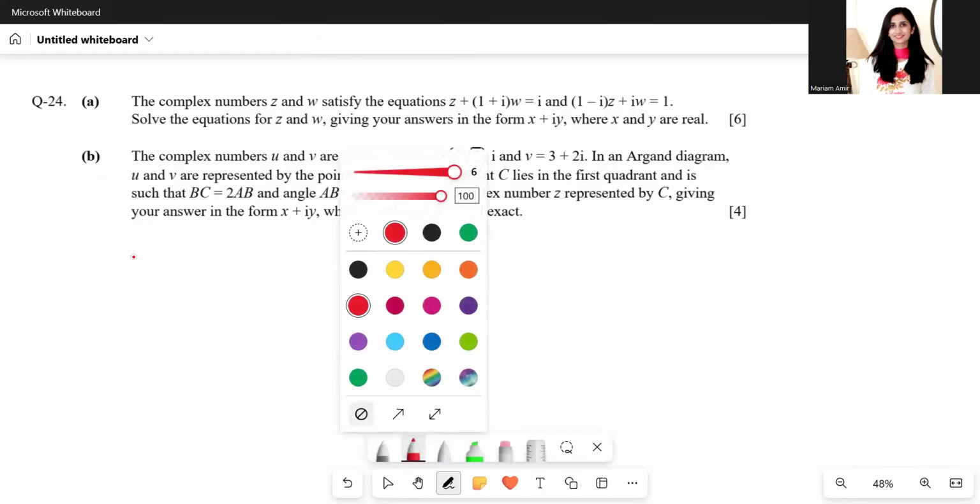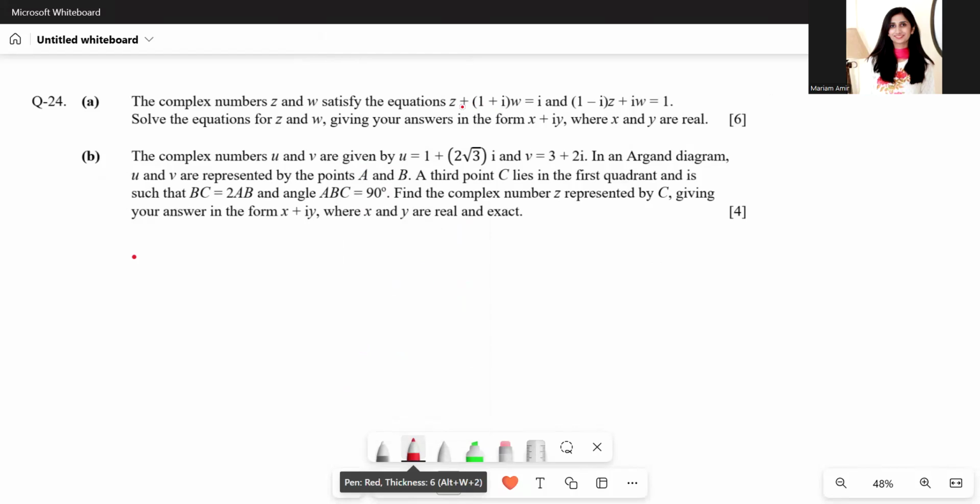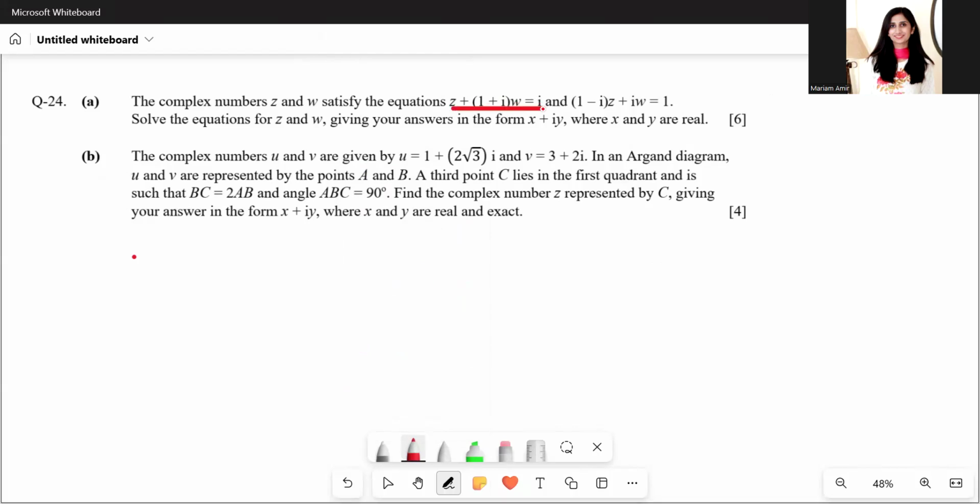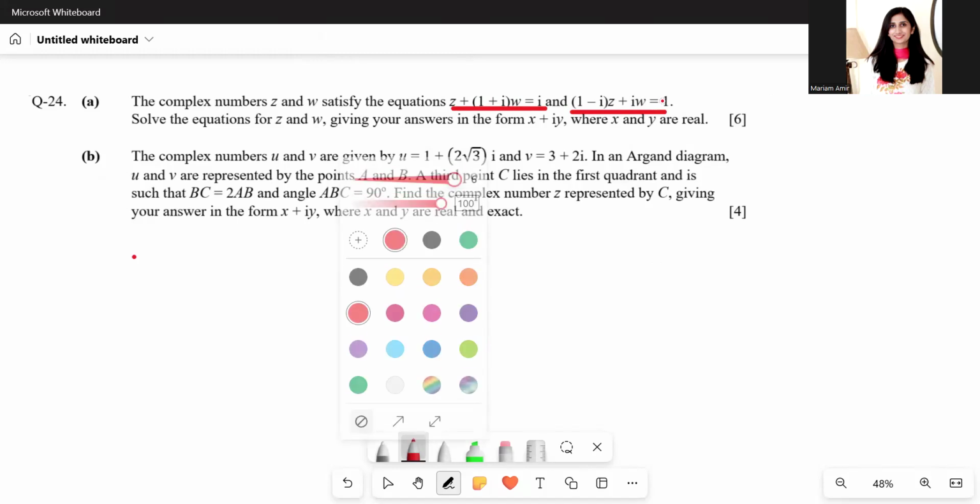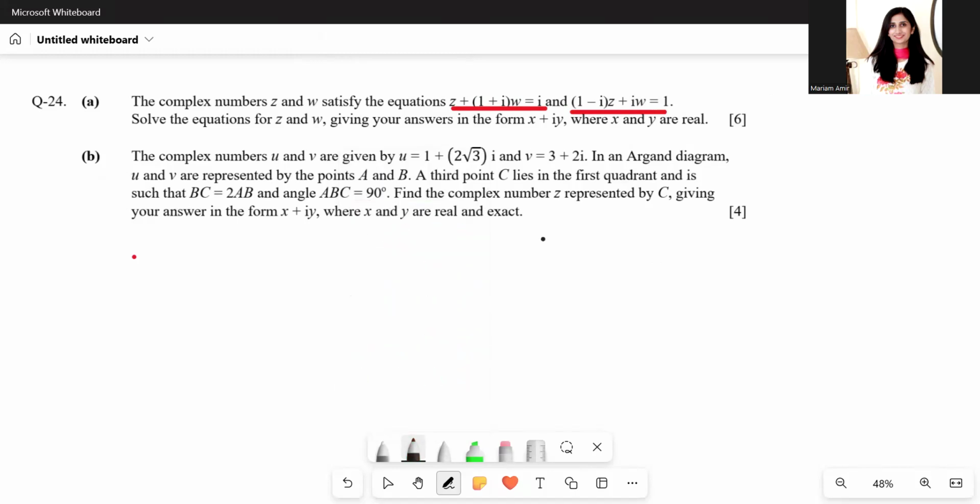This question says that the complex numbers z and w satisfy these equations. Solve the equations for z and w, giving an answer in the form of x plus iy, where x and y are real. All right, so we have a pair of simultaneous equations. I'm going to start by using the substitution method. z is equal to i minus (1 plus i)w.